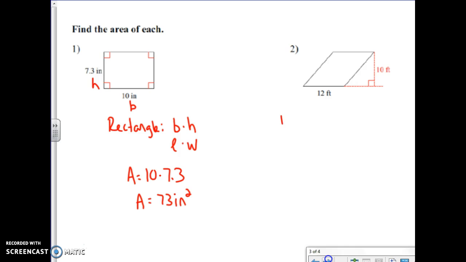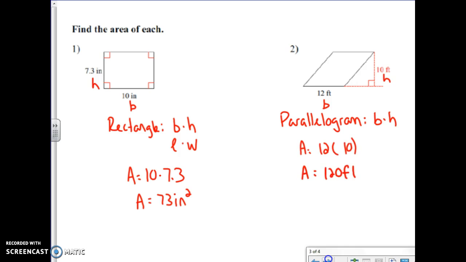If I look here, this is a parallelogram. And a parallelogram is base times height. So it doesn't matter, that's my height, that's my base. My area is going to be 12 times 10, which means my area is 120 feet squared.